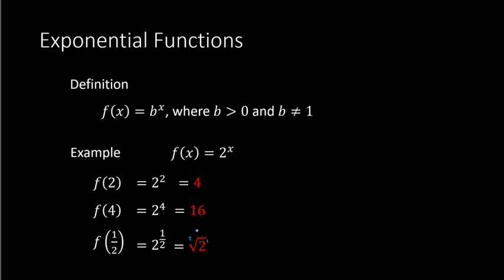Now, what does an exponential function look like when you graph? Well, first off, realize that an exponential function is 1-to-1, meaning it's going to pass the vertical and the horizontal line test. The domain of an exponential function would be all real numbers, because we could plug in anything in place of x. And the range is going to be all positive real numbers.